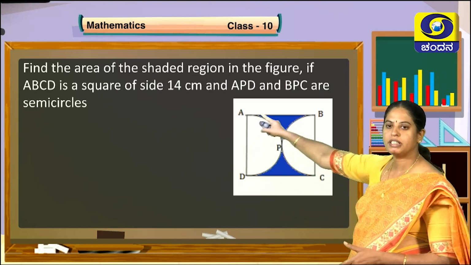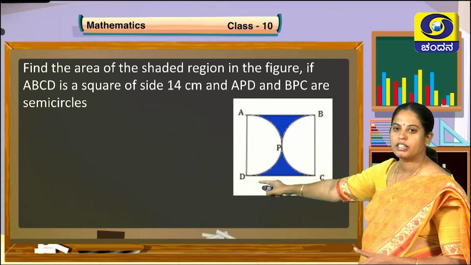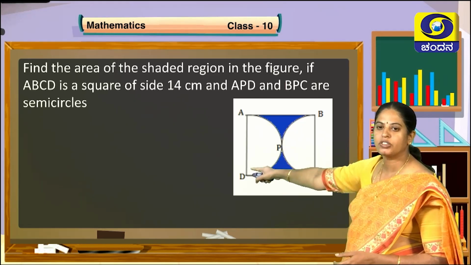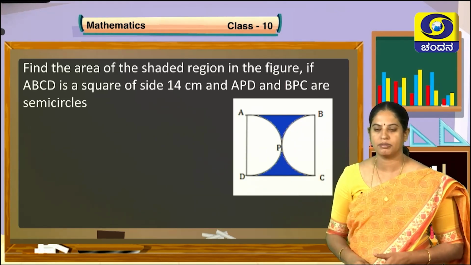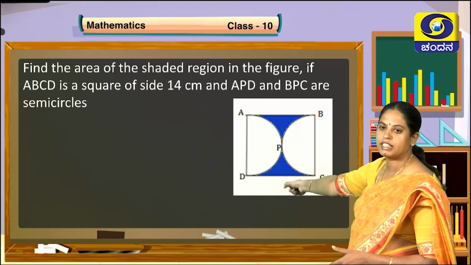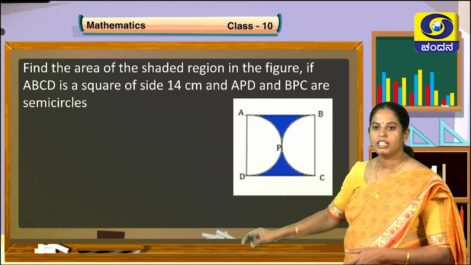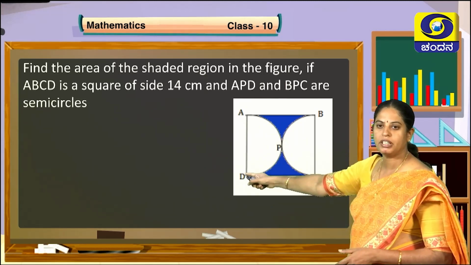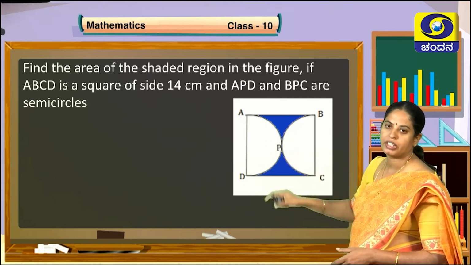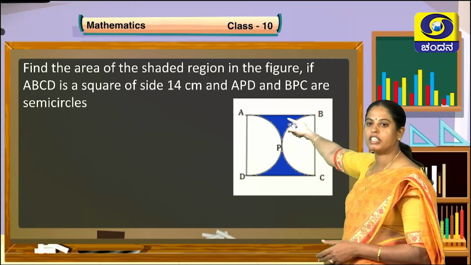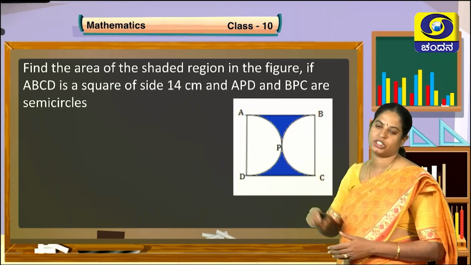Here, ABCD is a square. The length of the sides of the square is 14 centimeter. You know, in a square all the sides are equal, hence all the sides measure 14 centimeter only. Here are two semicircles APD and BPC. We have to find the area of this shaded region, the blue color region.